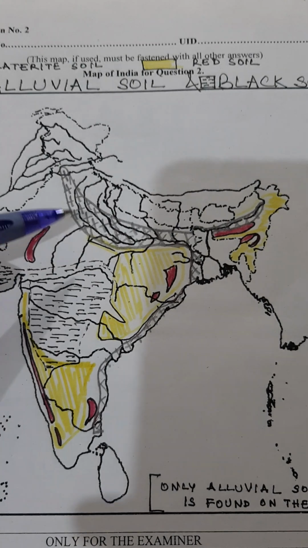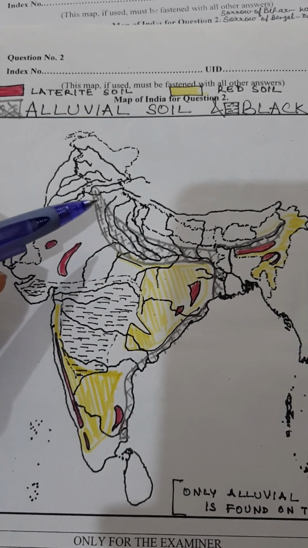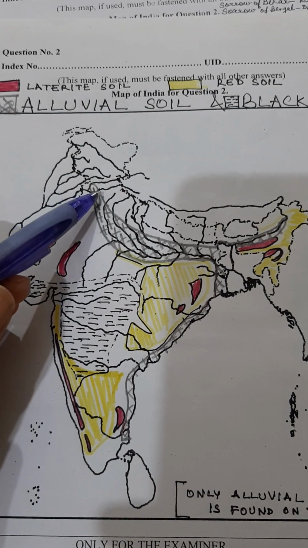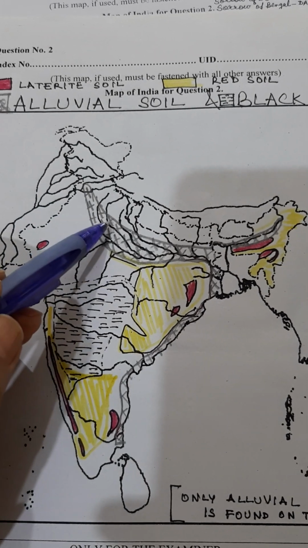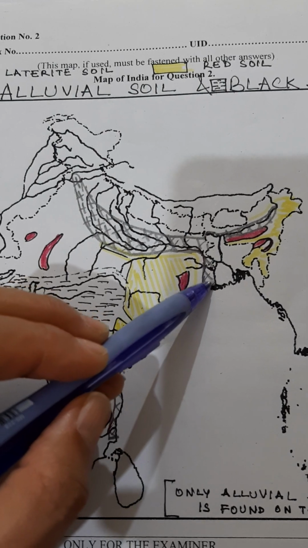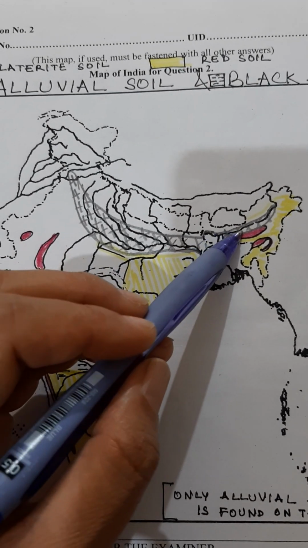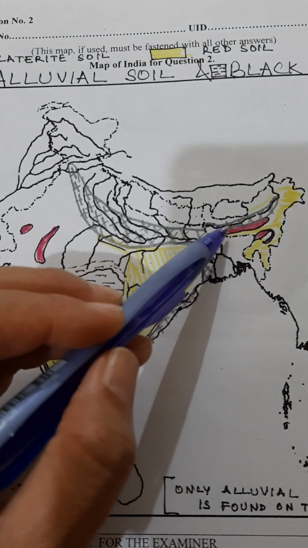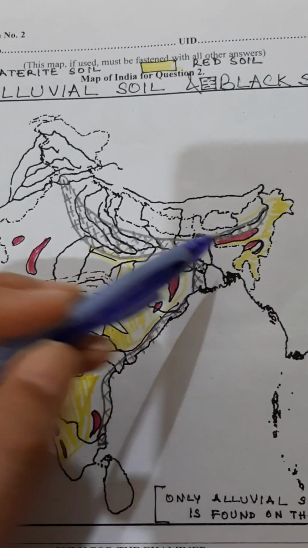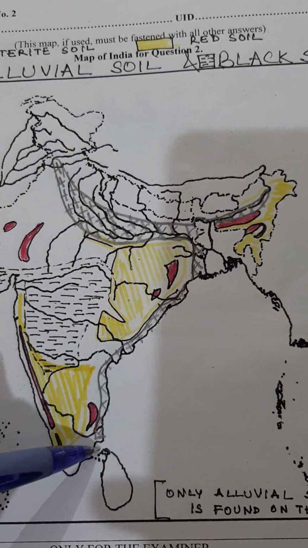So first of all, the belt of alluvial soil, it's inland alluvial. So basically the Indus plain, then the Gangetic plain here. Then this is the Gangetic plain only. And then this side along the Brahmaputra river, this is the Brahmaputra plain. And then we have coastal alluvial shown along the eastern coast.